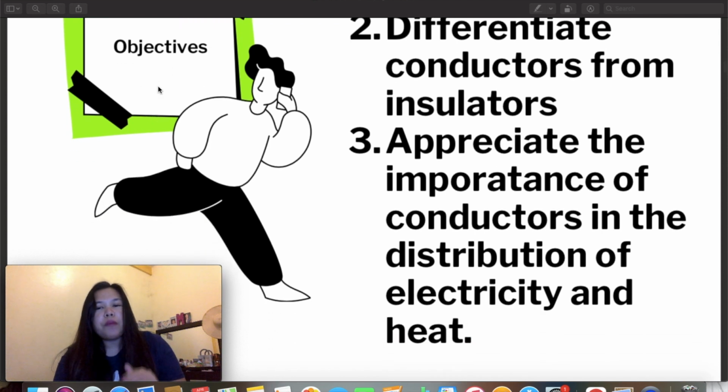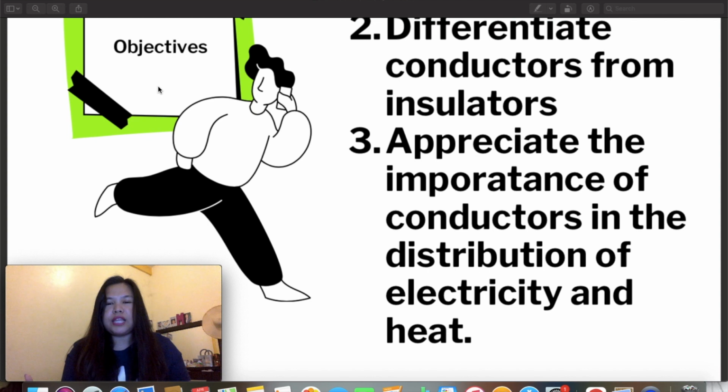Then number 3, appreciate the importance of conductors in the distribution of electricity and heat. So we need to appreciate the importance. So the spelling of importance is typo error lang po yan. So wala po siyang A.